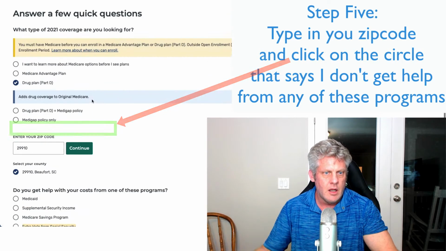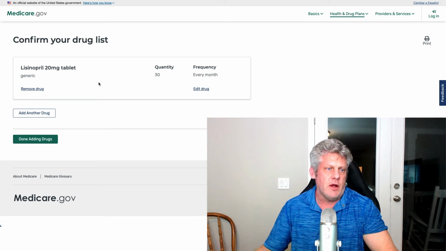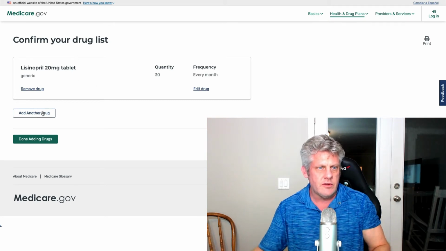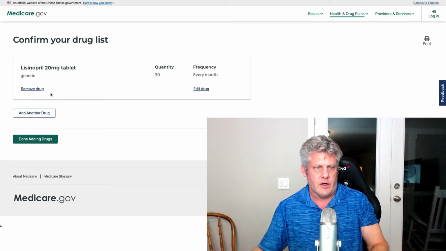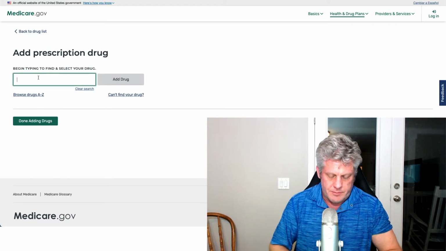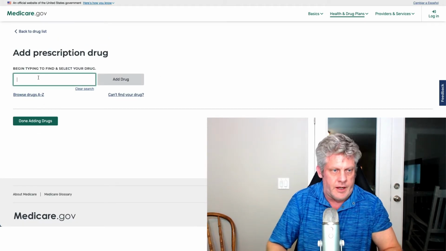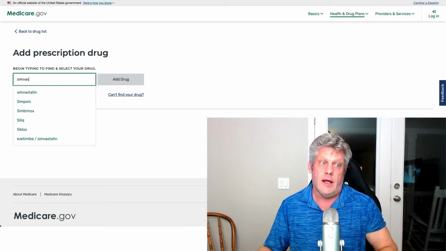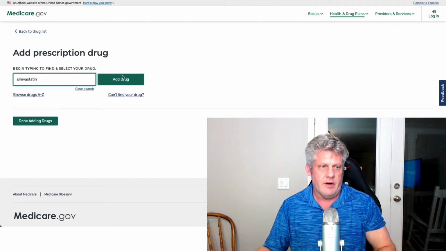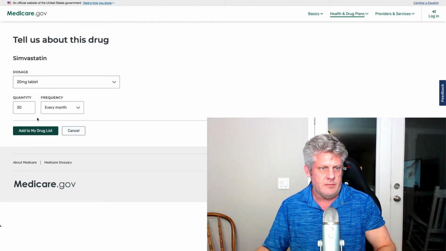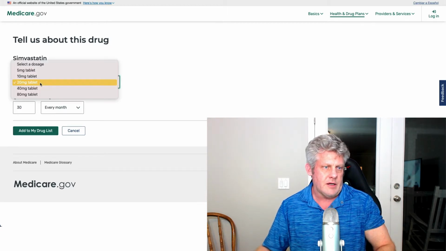All right, so I just typed lisinopril in there. This is where you decide to add your drug. So we add a drug. Let's put simvastatin. That's one that a lot of people take. It's very rare that I don't see someone on a statin. Okay, let's see here. Let's just say 40. It's not going to matter.